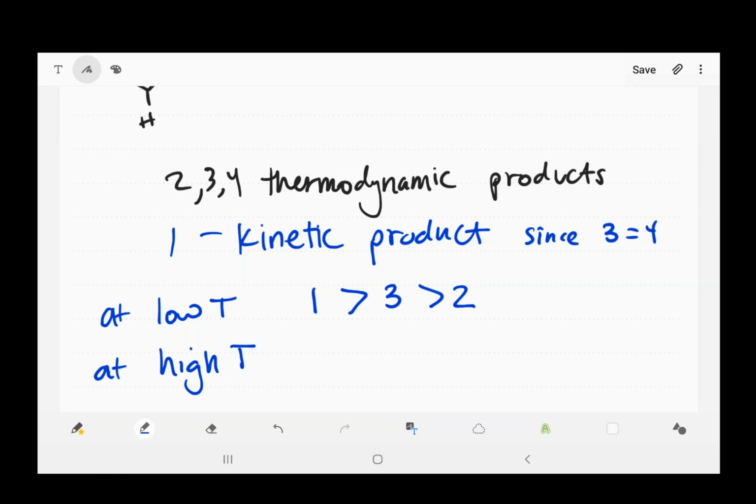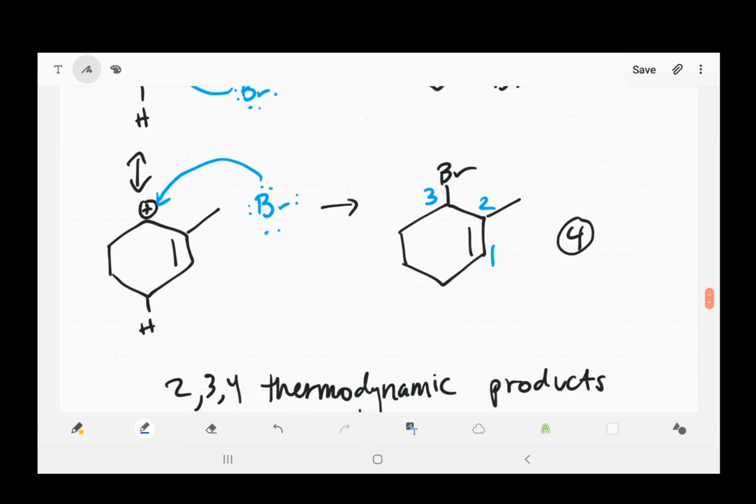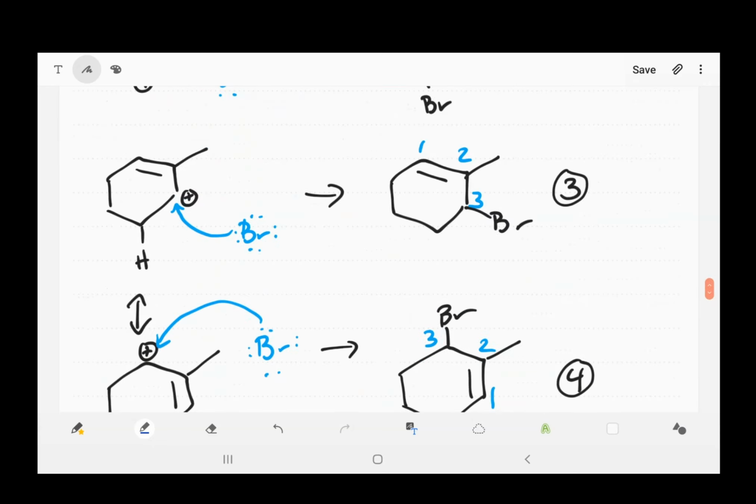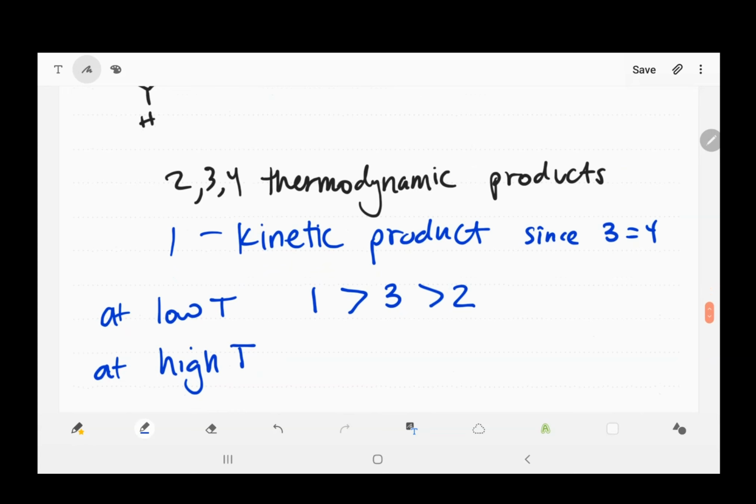Because we have twice as many chances to get product 3, because remember, 3 and 4 are identical to each other, we're going to end up making more of it than product 2. So even though it's kinetically controlled, we're still going to get our kinetic product first, but then we have twice as many chances to make product 3 as we do product 2. So we're going to end up with twice as much, probably, thereabouts.